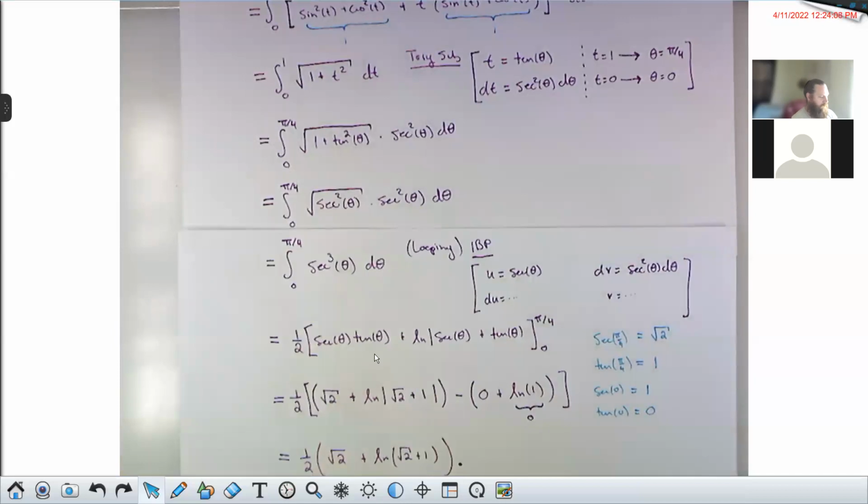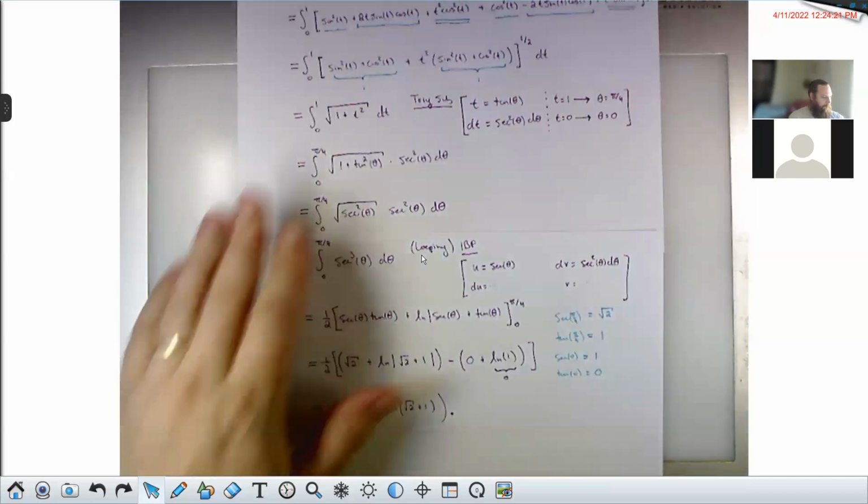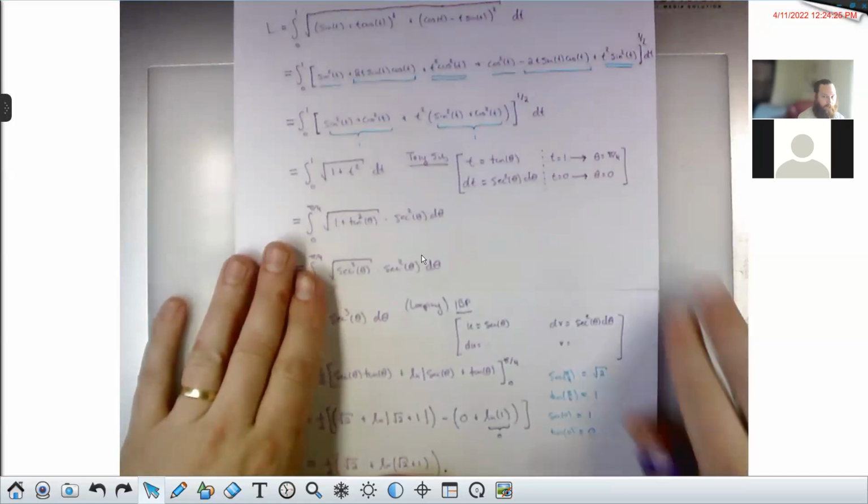And that is the end of the game. So you see, even with me omitting stuff, right? Like I didn't do the looping IBP here. This is not a short problem. This is a rather long problem.